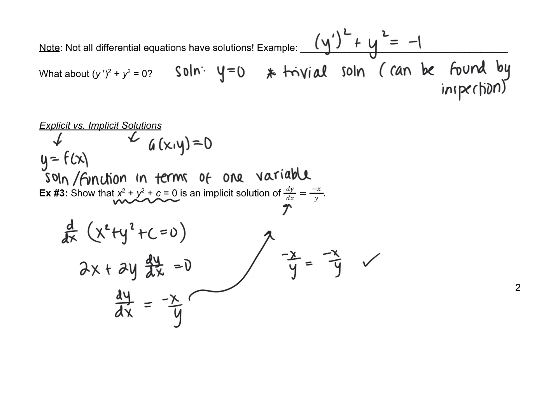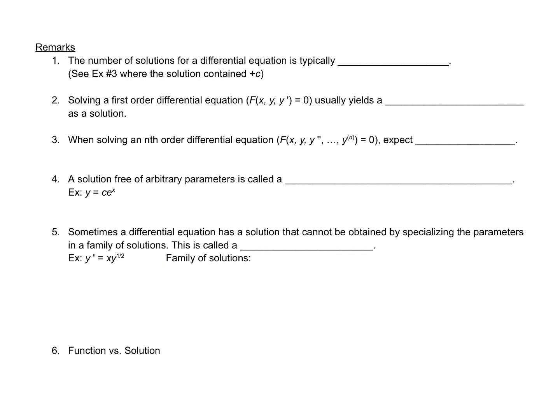So that is a lot of the background of what you needed to know for this first set, but there are some remarks that we're going to end with, and by some, I mean quite a few. First one: the number of solutions for a differential equation is typically infinite. That last equation that you saw contained a plus c, and so there are infinite solutions based on what the value of c is.